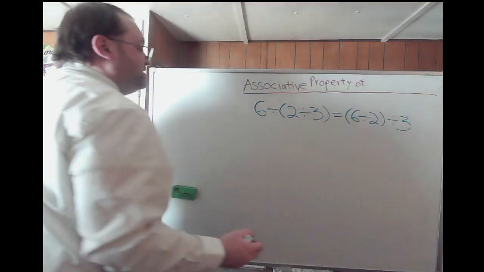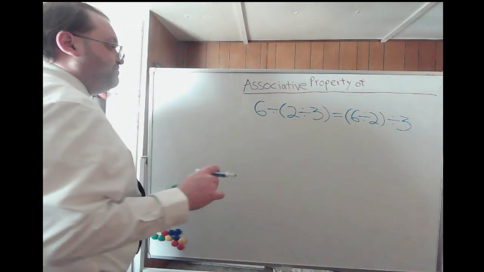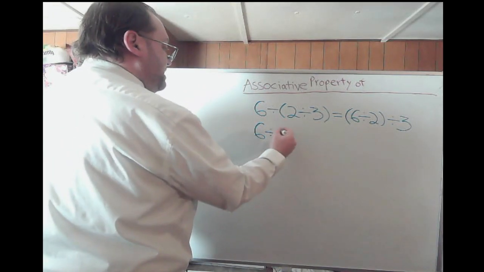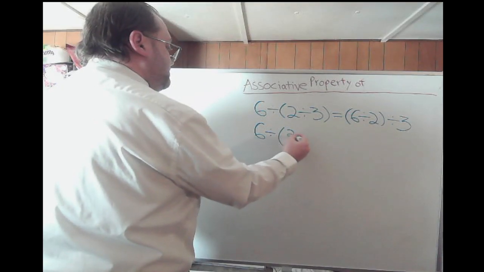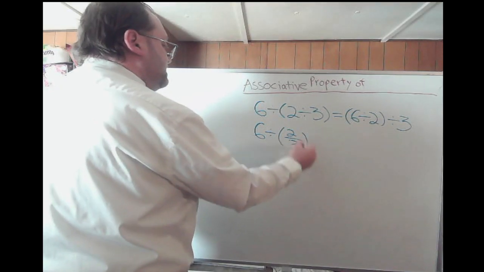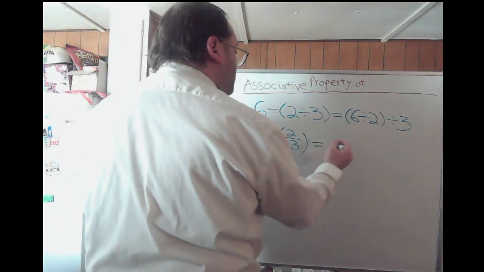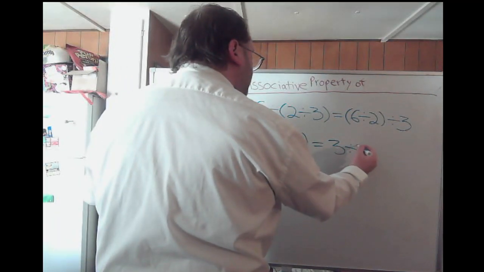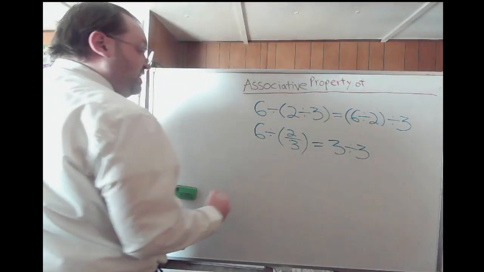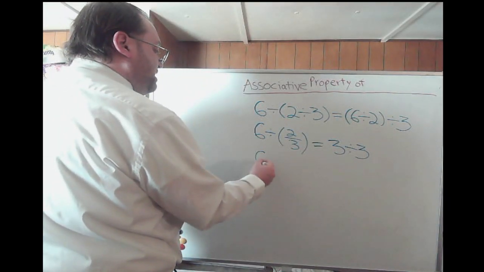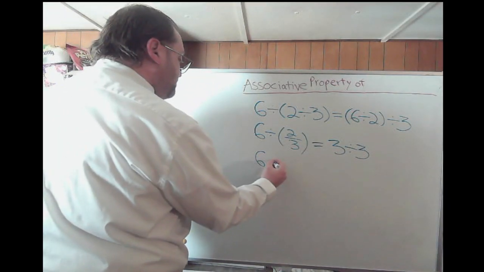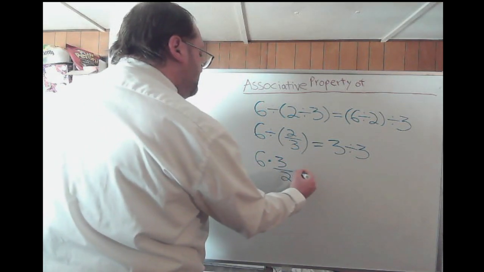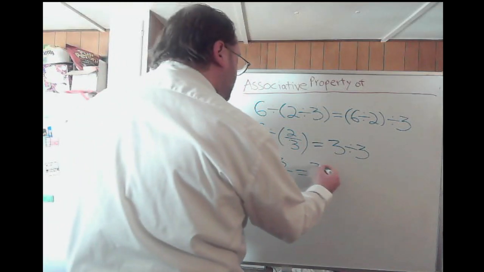outside the parentheses. Okay, well, of course, on the left side, you'll have 6 divided by, what is 2 divided by 3? Well, that's going to be 2/3. 6 divided by 2/3, which would equal, what is 6 divided by 2 in parentheses? That's 3. That'd be 3 divided by 3. What is 6 divided by 2/3? Remember, when we divide by a fraction, we multiply by the reciprocal. So that'd be 6 times 3/2. We would be setting that equal to 3 divided by 3.